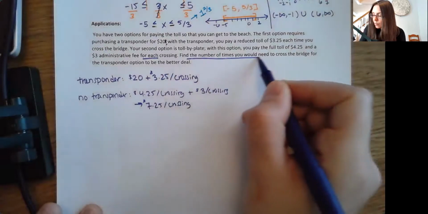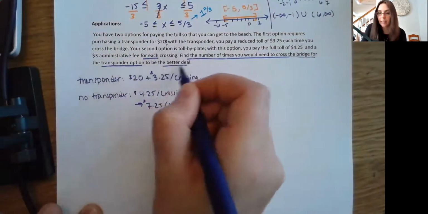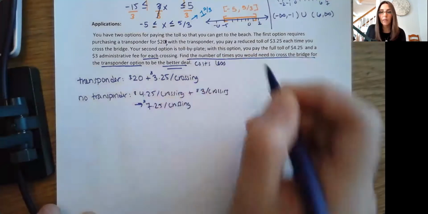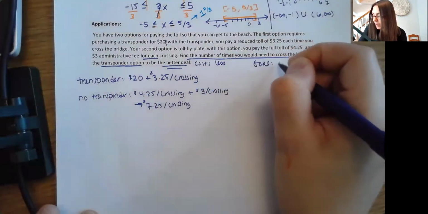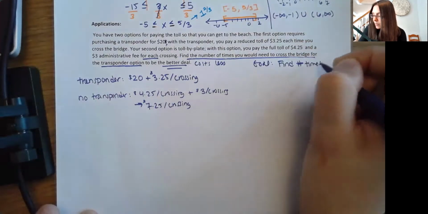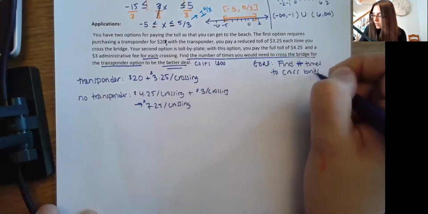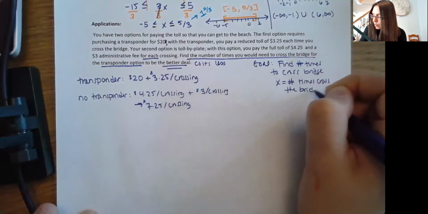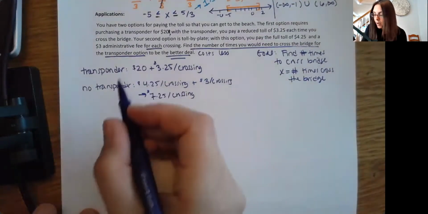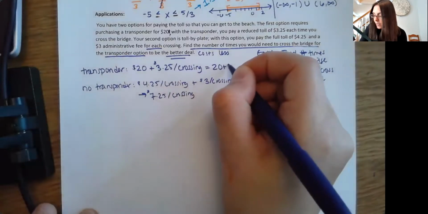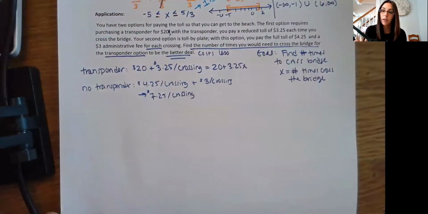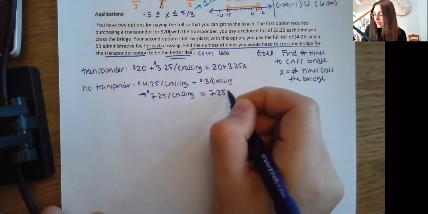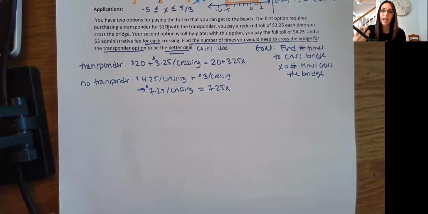Find the number of times you would need to cross a bridge for the transponder option to be the better deal. So if the transponder option is the better deal, that means that it costs less, right? So here our goal is to find the number of times to cross the bridge. So that's going to be our X, the number of times we cross the bridge. So for our transponder, it's going to be 20 plus 3.25X, right? Because it's 3.25 every time we cross the bridge. We're letting X be that number of times. Whereas here, if we don't have a transponder, it's 7.25X, because again, we pay that every time we cross the bridge.